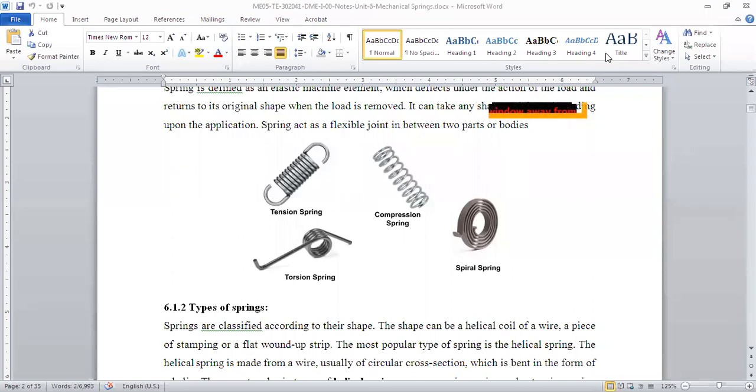Sir, tension spring in bike stand. Absolutely right. When you move the stand by 90 degrees, you are putting tension in the spring, and because of that, when you want to take out the stand, if you touch it, because of the tension in the spring, it goes back to its original position. Absolutely right. Where else?